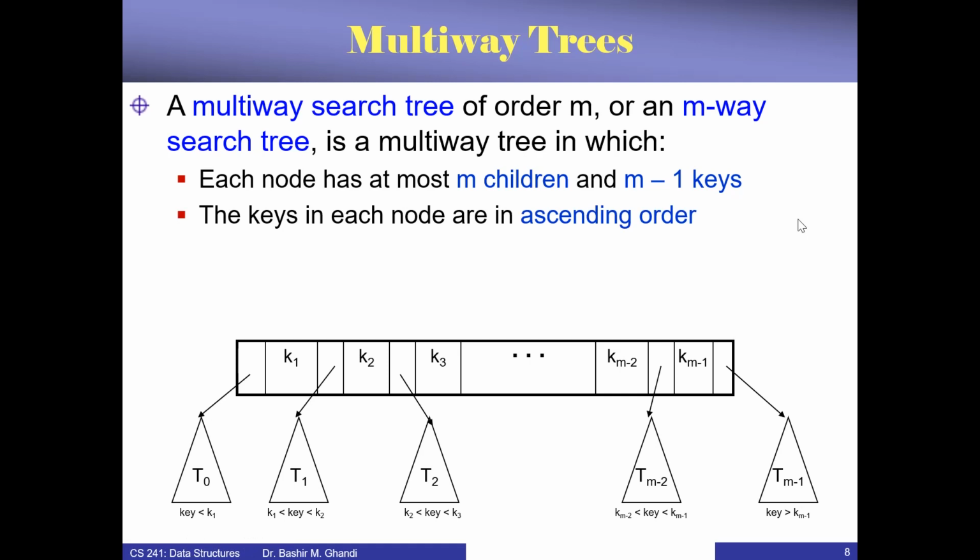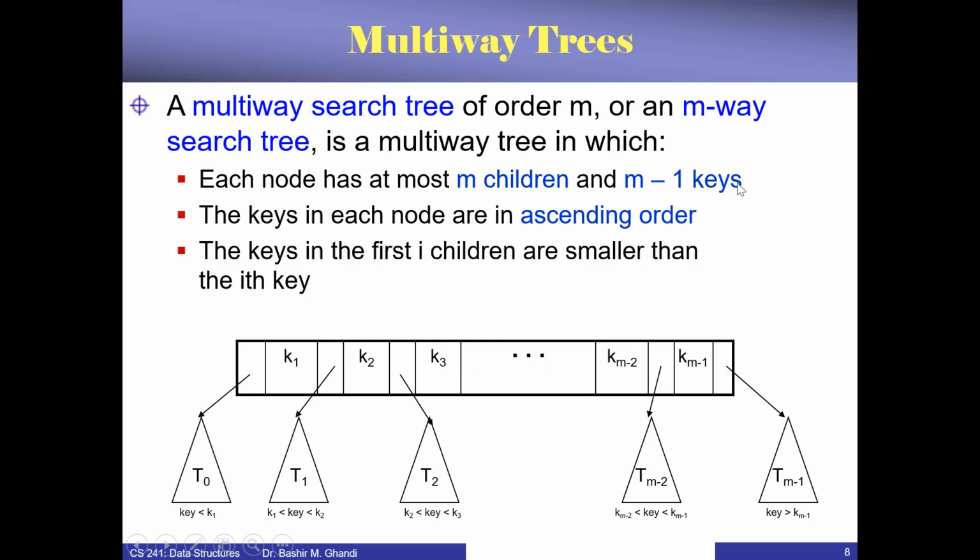2, the keys in each node are in ascending order. So K1 is less than K2, is less than K3, and so on, and less than Kn. Alright. 3, the keys in the first I children are smaller than the I's key.